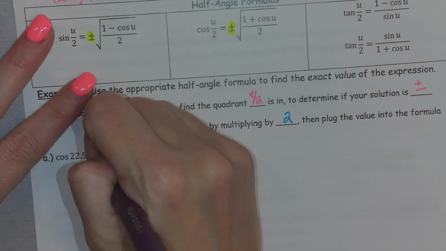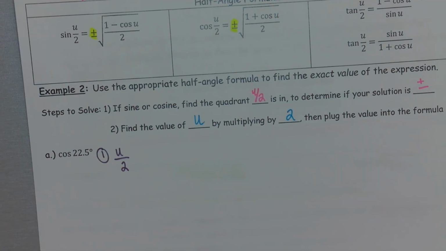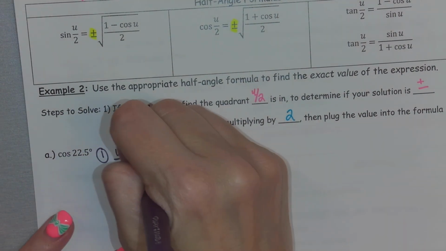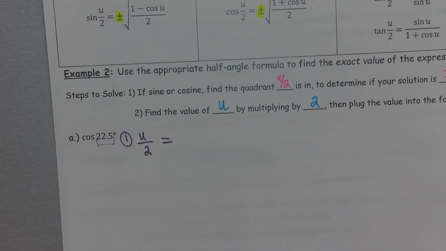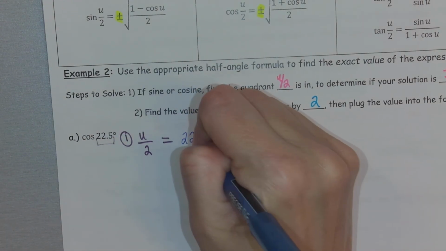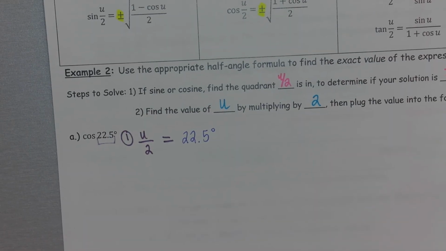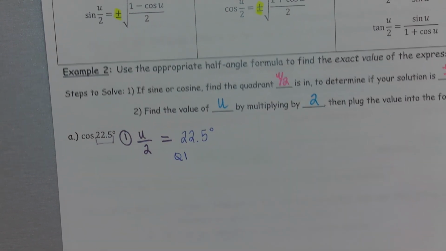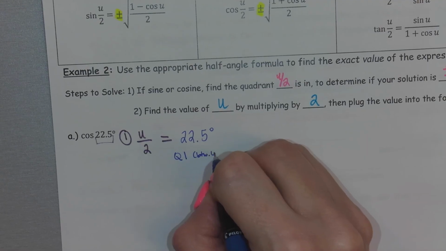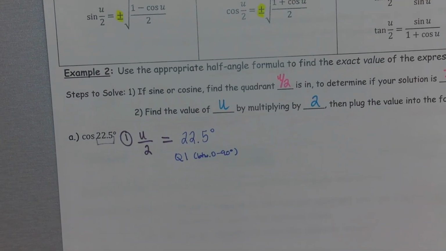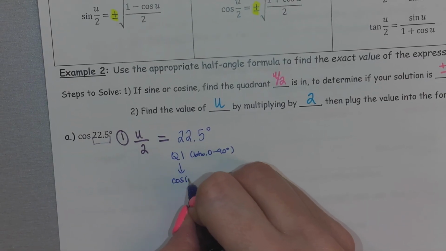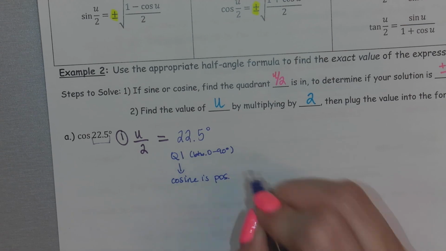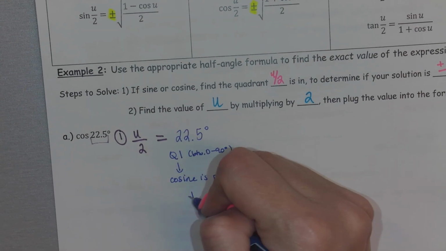So your first step is to just identify what that half angle is. The half angle is whatever you are given. So we were given 22.5. So the half angle is 22.5 degrees. 22.5 degrees is in quadrant 1 because it's between 0 and 90. In quadrant 1, the cosine is positive. So you are going to choose the plus.